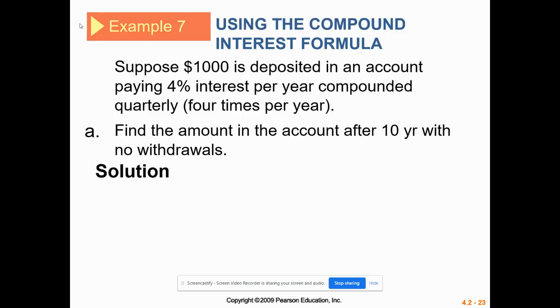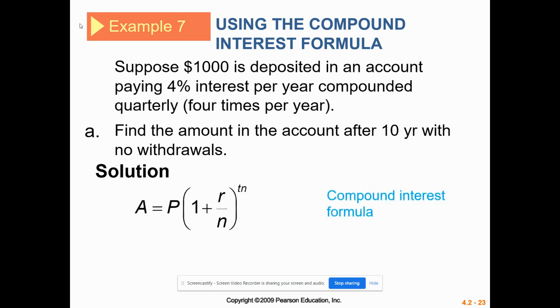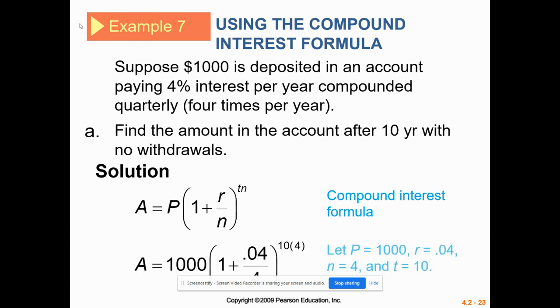In this example, we have $1,000 deposited in an account that pays 4% interest per year, compounded quarterly, and quarterly means 4 times per year. Find the amount in the account after 10 years with no withdrawals. So here's our compound interest formula, and what we're looking for is A. That's how much is in our account after a time period. Now we fill in the rest and see what we got.